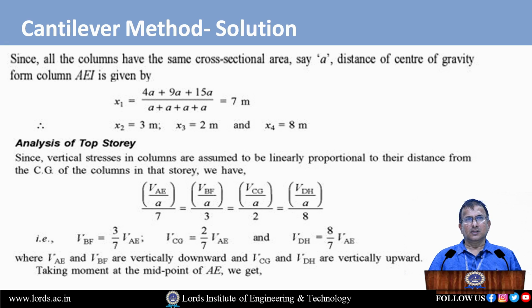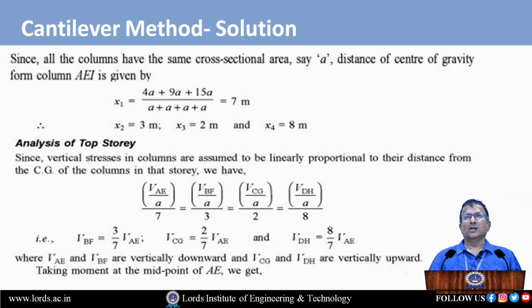According to the second assumption, what we can write here is VAE, where VAE indicates the vertical force in the column AE, VBF indicates the vertical force in the column BF, VCG indicates the vertical force in the column CG, and VDH indicates the vertical force in the column DH. From the second assumption, we can write that VAE by A divided by x1, the value we got is 7 meters, so VAE by A divided by 7 equals VBF by A divided by x2, where x2 calculated here is 3 meters, that equals VCG by A divided by 2, that equals VDH by A divided by 8.